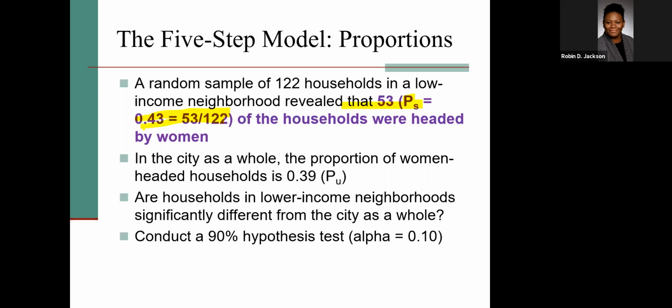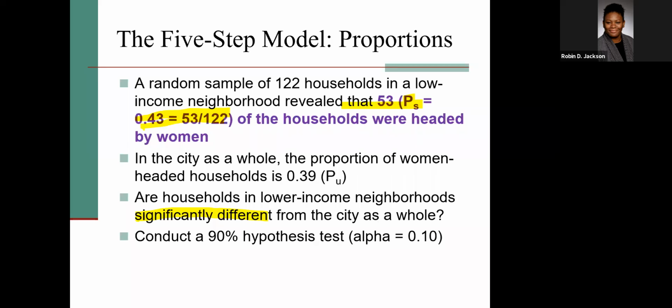We also need to determine the Z-score that corresponds to the alpha. And this is where, in order to do that, you have to determine, is this a 1 or 2-tailed test? Well, this question only asks if the households in low-income neighborhoods are significantly different, okay? They're only asking if those households are significantly different. And remember, if it's only asking about a difference and it's not telling you higher or lower or anything like that, that's a 2-tailed test.